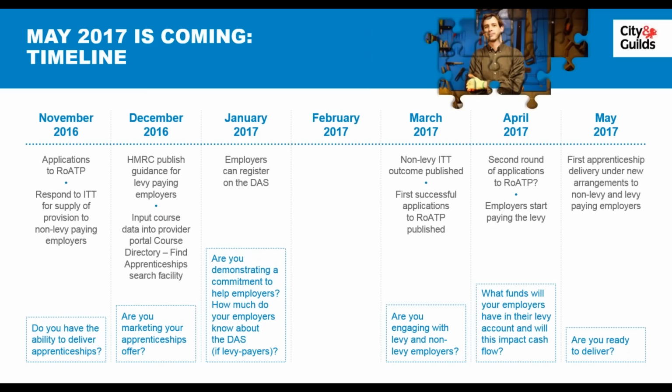consider how you're going to input your course data into the provider portal course directory, the find an apprenticeship research facility. So really start to think about what your apprenticeship offer looks like that is going to be promoted in that space. Because once employers get access to DAS in January, that will be the place where they can start to search for a provider to deliver their apprenticeship requirements.